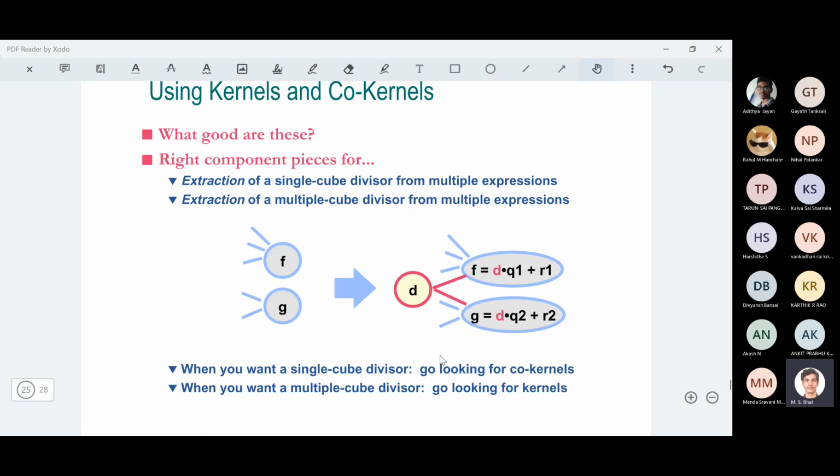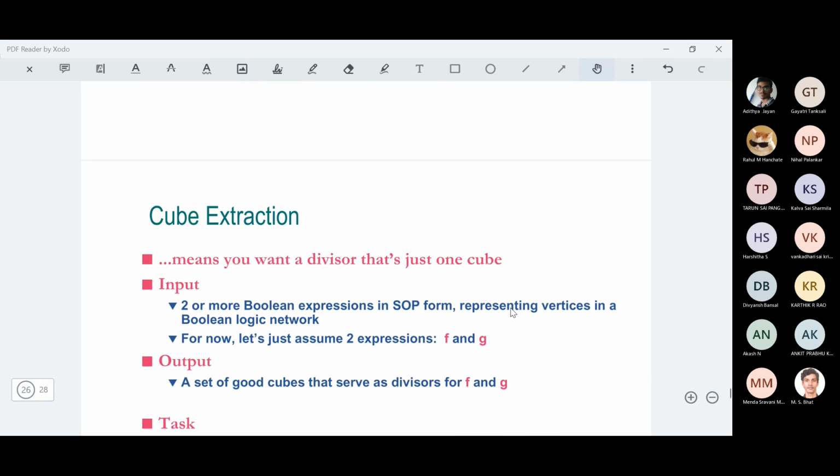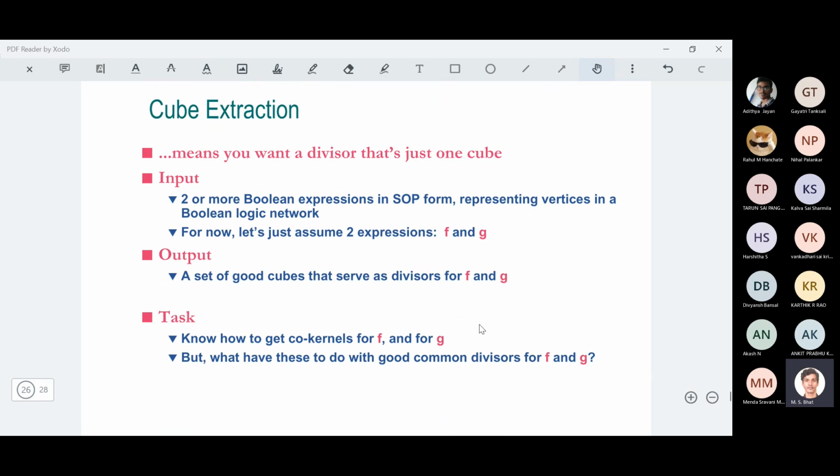So using kernels and co-kernels, what good are these? They are component pieces for extraction of single cube divisors from multiple expressions and extraction of multiple cube divisors from multiple expressions. So the co-kernel is a single cube extraction from multiple expressions, and the kernel is a multiple cube divisor, or multiple cube extraction, that we can do from multiple expressions.